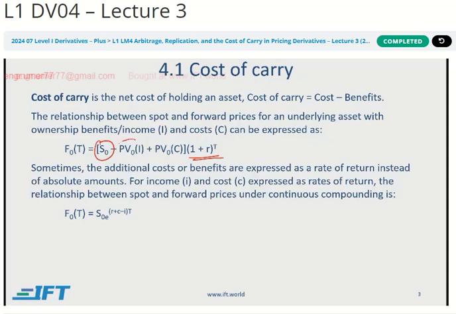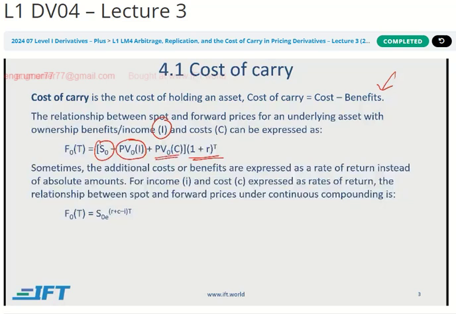The first adjustment we make is we subtract the present value of the income. Now this I over here stands for income, which is for benefits. Even though I use the word benefits, in the formula they have used income, which is I. So interchangeably you can have benefits and income. So first we take the spot price and subtract the present value of the income.